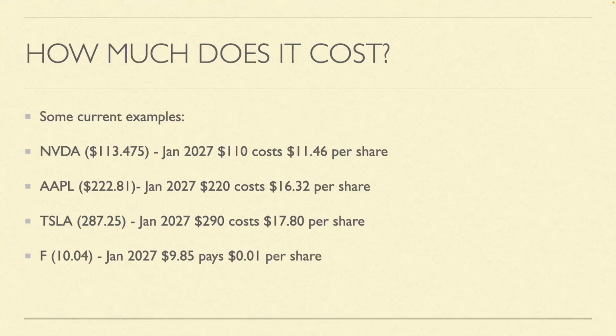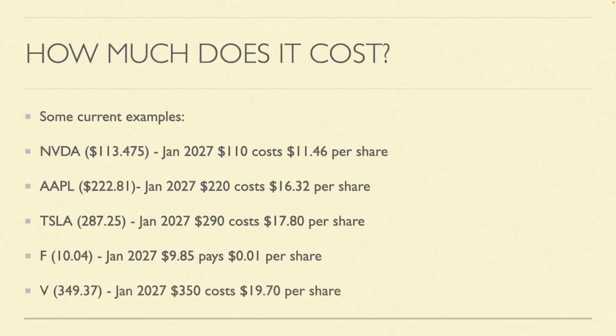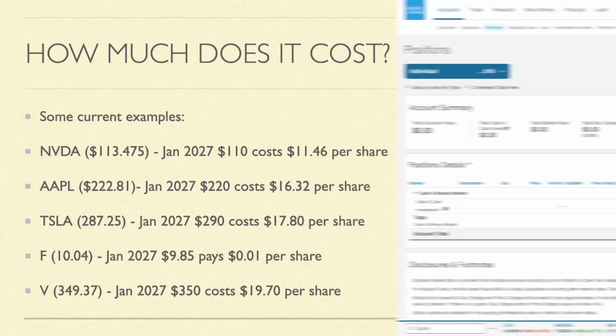If you look at Ford, which is trading around $10, a January 2027 $9.85 synthetic long actually pays you 1 cent per share, or you may get it for basically zero. Ford has a lower volatility historically. Visa, trading around $349, same January 2027 $350 synthetic long, costs about $19.70 per share. So these prices are what it costs you to buy the call minus what you get for selling the put.